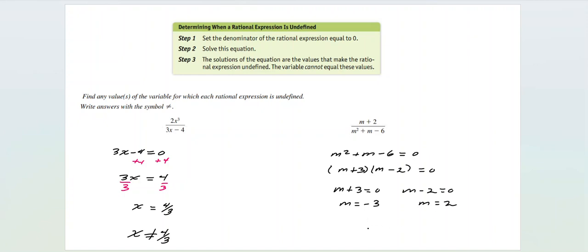you get that m is equal to positive 2. So now you know, after solving this equation, that your variable m cannot be equal to minus 3, right? And your variable m cannot be equal to 2. Why? Because if m is equal either to minus 3 or to 2, then this expression would be undefined, right? So that is the procedure to determine when the expression is undefined.